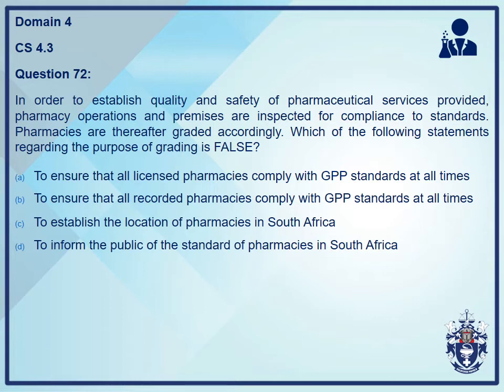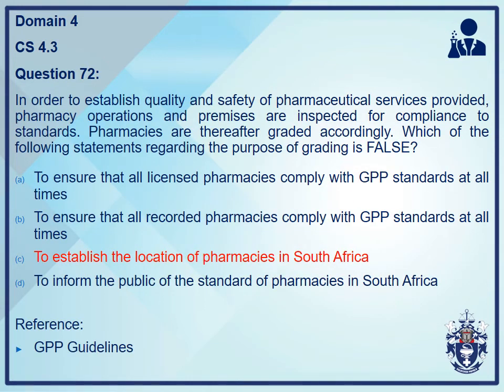A. To ensure that all licensed pharmacies comply with GPP standards at all times. B. To ensure that all recorded pharmacies comply with the GPP standards at all times. C. To establish the location of pharmacies in South Africa. D. To inform the public of the standard of pharmacies in South Africa. The correct option is C. And the answer can be found in the GPP guidelines.